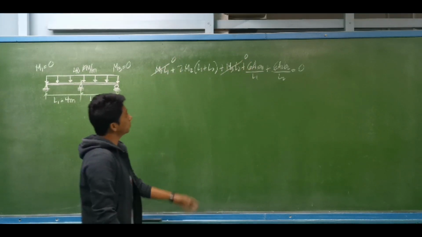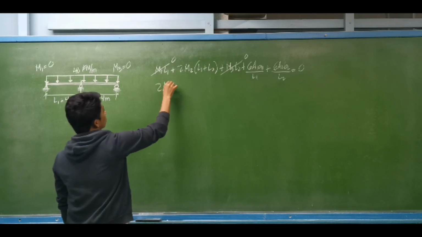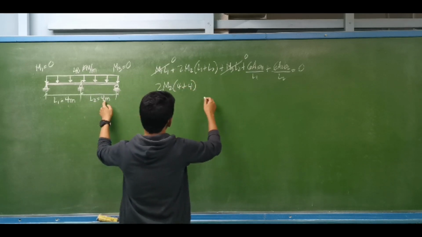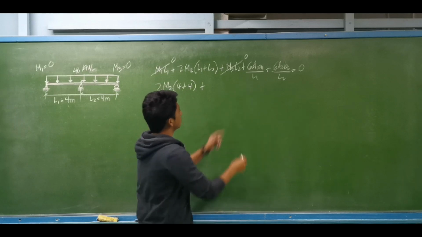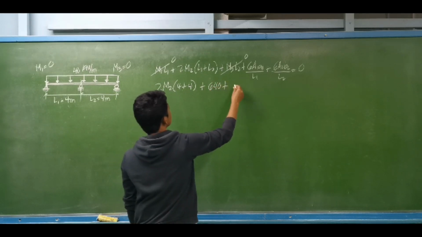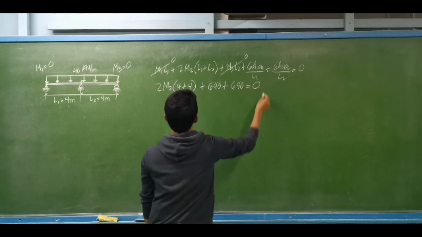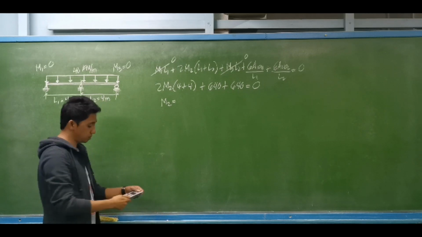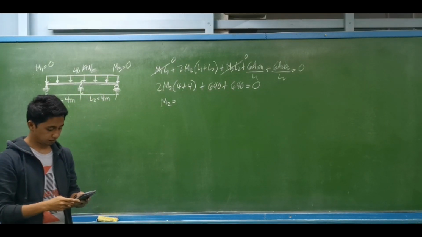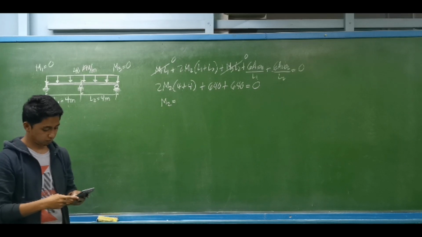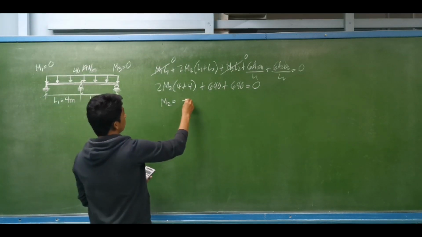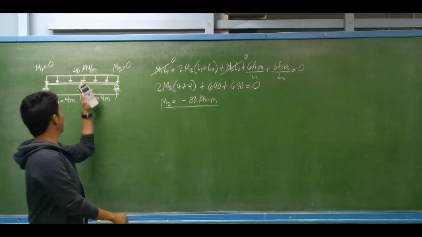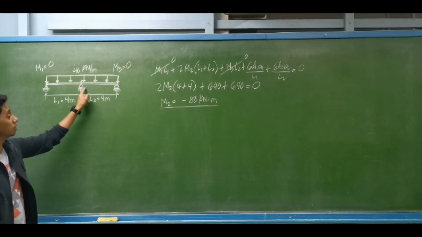So let's compute the moment number 2. We have 2 times M sub 2, with span number 1 being 4 meters plus 4 meters for span number 2, plus this value, which is the same, 640 plus 640, equal to 0. So let us compute the value of moment number 2. It is equal to negative 80 kilonewton meter. That will be the moment at the middle support.